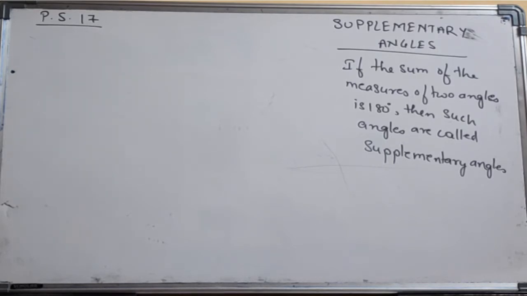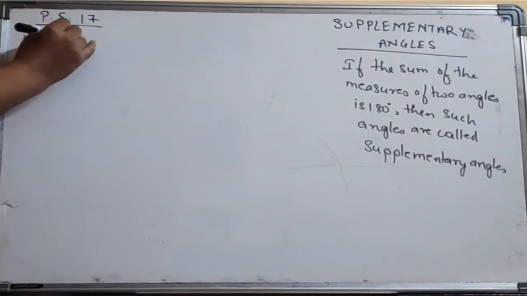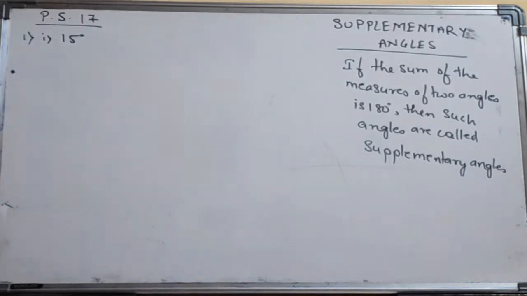Our methodology will be nearly the same, only two things will change. One, the name: instead of complementary angle, it will be supplementary angle. And the measure: the total over there was 90 degrees, here it will be 180 degrees. The rest of the format is going to be the same. Let us find the measure of the first supplement. For the first question, the angle is 15 degrees. You want to find the supplementary angle for this angle.